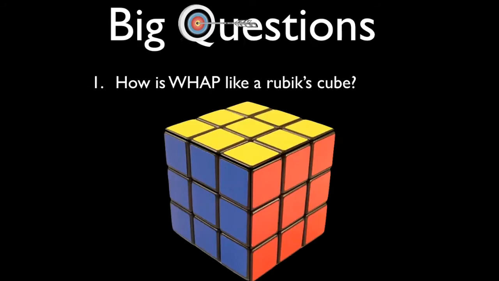Now, the first big question we should answer is, how is this course, WHAP, like a Rubik's Cube? One thing you're going to learn about AP World History, and this is true of a lot of AP courses, there's just a lot of content to learn. There's just a lot of facts and information that you're going to have to stuff and store in that brain.